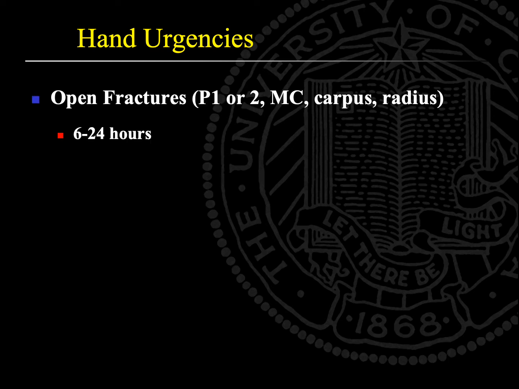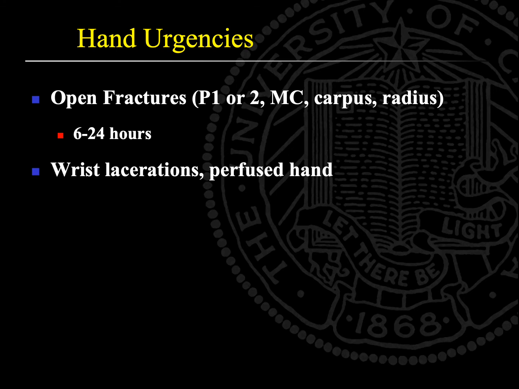Moving on to hand urgencies. So open fractures, typically of P1, P2, metacarpals, carpus, and radius. So these we want to know about more often than not. We tend to treat these with oral antibiotics and follow up depending on the mechanism of the open fracture and the extent of the injury, but you can treat these with IV antibiotics versus take into the OR. It's usually an attending preference for this.